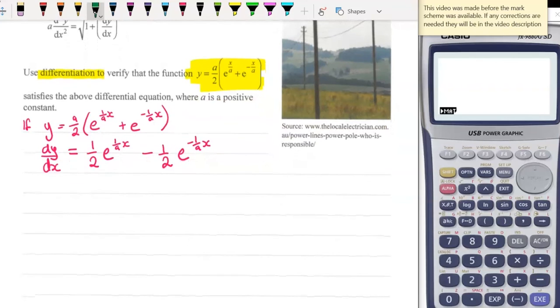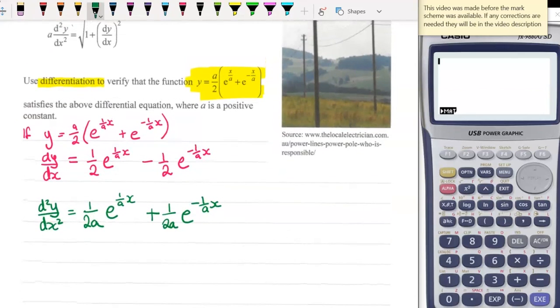Okay, from there we can get the second derivative. So this first term, again, e to the 1 over ax, the half gets multiplied by 1 over a, so we've got 1 over 2a, minus e to the minus 1 over ax, the half gets times by minus 1 over a, so that becomes plus 1 over 2a. I'll just rewrite that to make it really clear. So that's a minus 1 over a there.